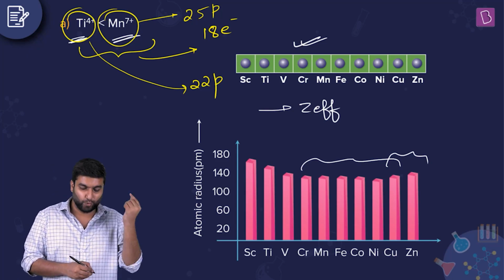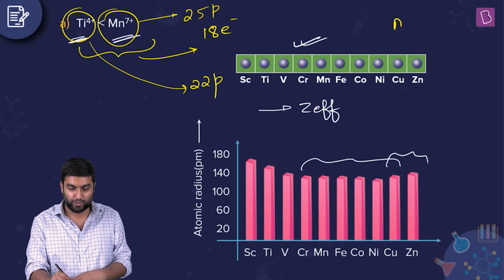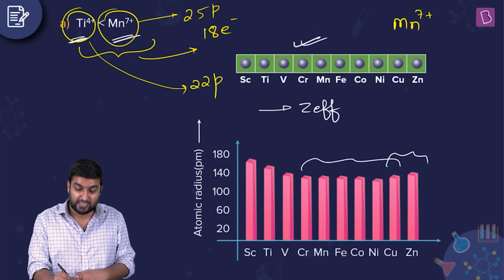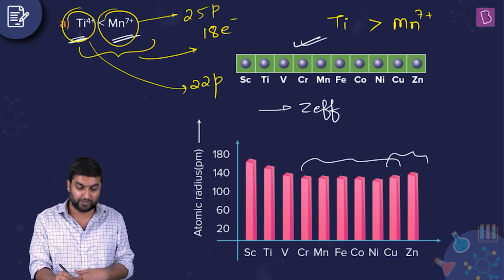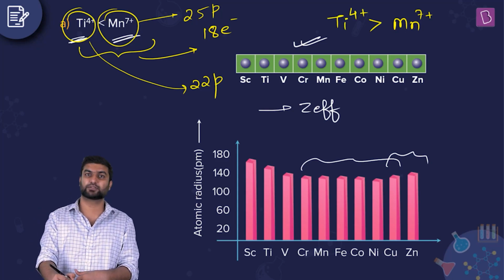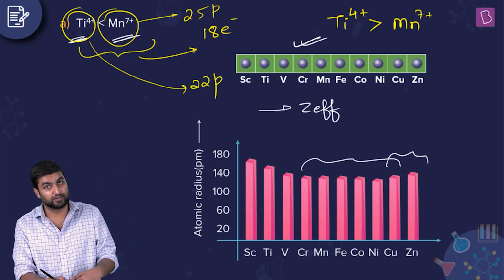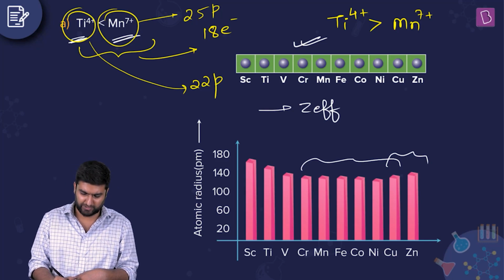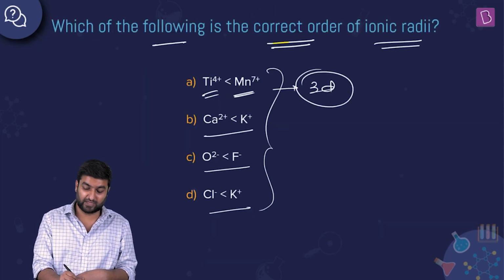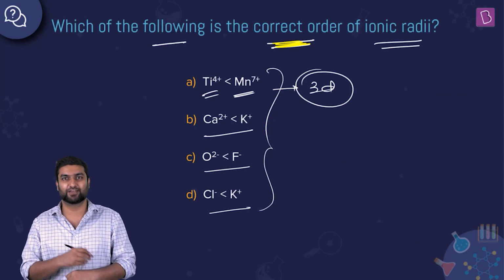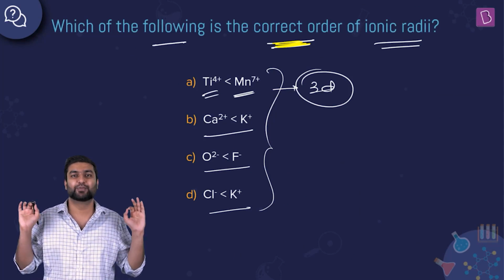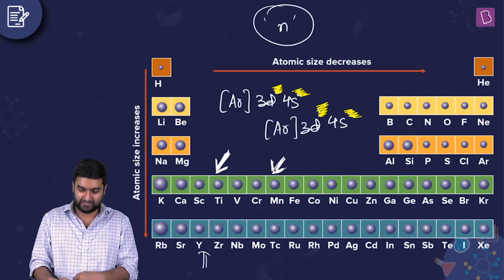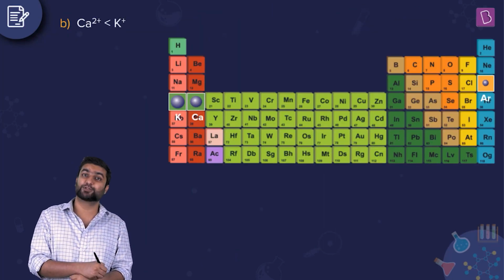So for that reason, what are we going to have? The actual order is that the compactness of Mn7+ is much more, so it is smaller in size as compared to Ti4+. Mn7+ is going to be smaller in size than Ti4+. This order is not correct, right? The question asked for the correct order. If the question had asked for the incorrect order, I would be so happy right now. The first option itself, right? Nonetheless, let's proceed and see what the other options are.